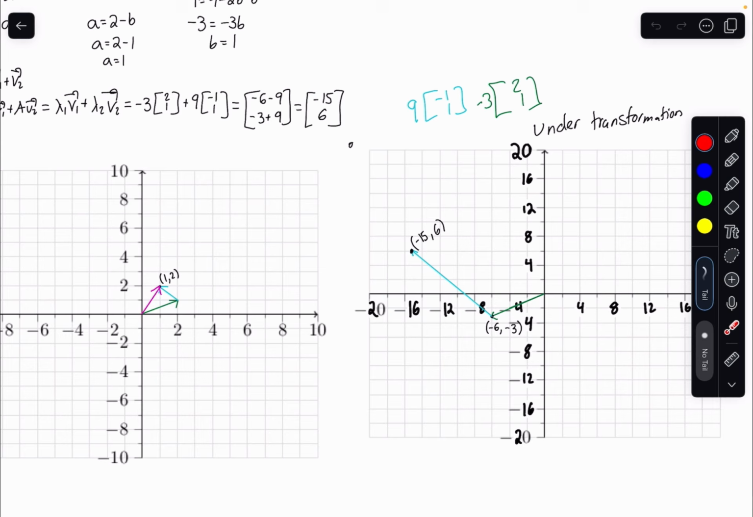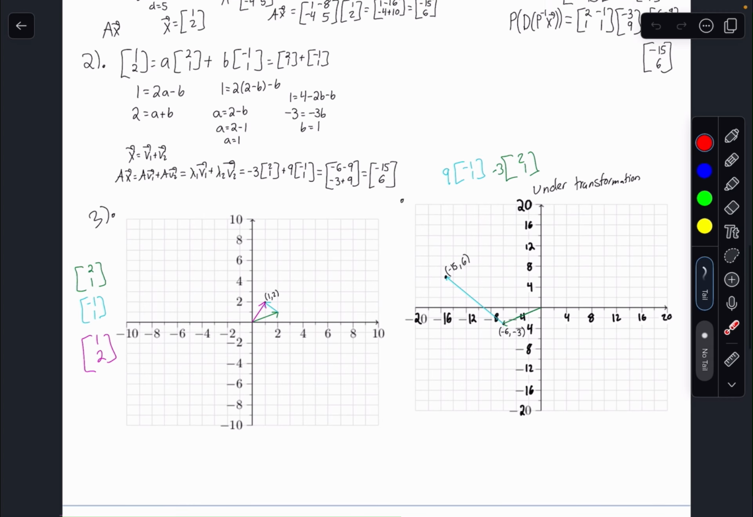So what I did here is I took my original eigenvector, and then I said, okay, I'm going to multiply it by negative 3, and then create this point here geometrically. And then from this point, I'm going to add on this blue vector times the 9. This is at a different scale, which is important to understand when looking at this geometrically, because I didn't have room to keep them on the same scale, so I changed it a little bit.